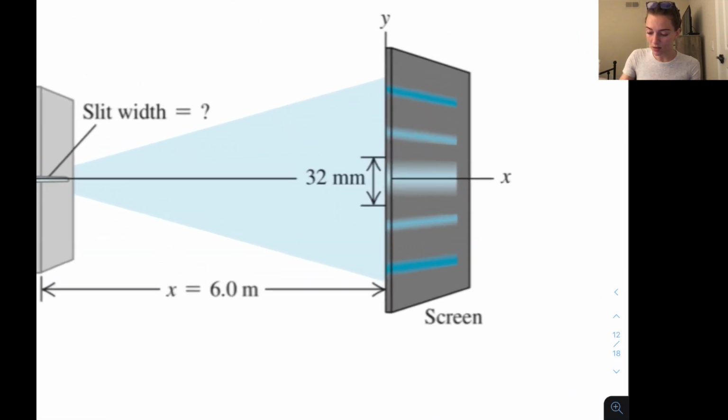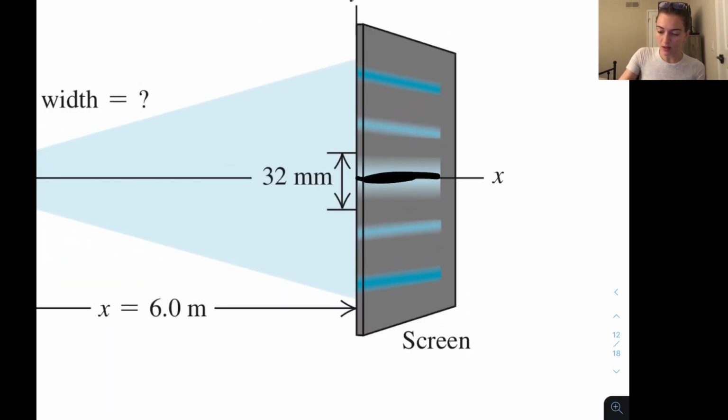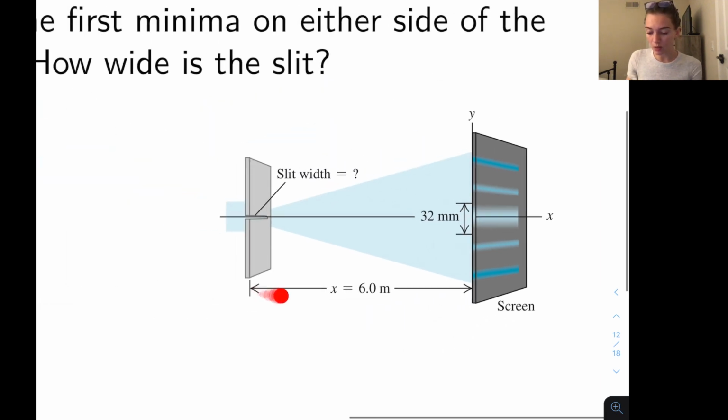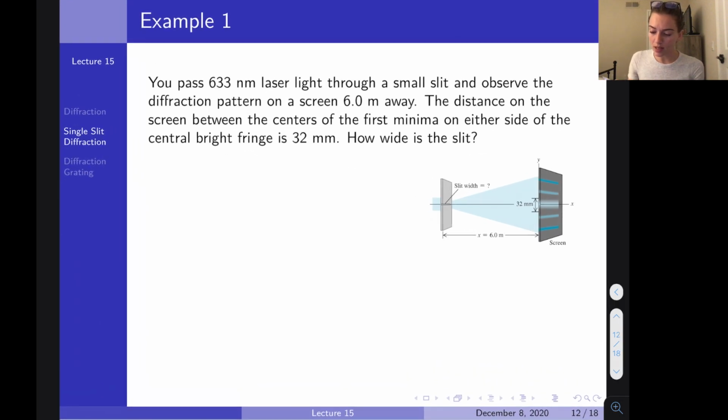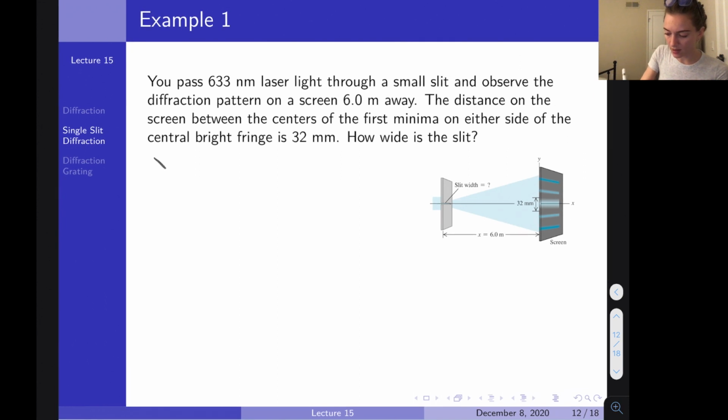So that means you have your central bright spot, and then you have your first dark spot on either side. The distance between the centers of those two dark spots is 32 millimeters. Then this is 6 meters apart, and we want to know what the width of the slit is. So let's write down everything that we know first. We'll call x, so we know x is 6 meters, so that's the distance to the screen. We know that lambda is 633 nanometers.